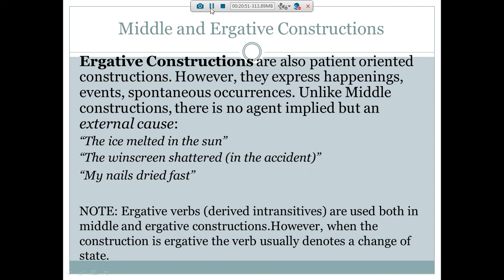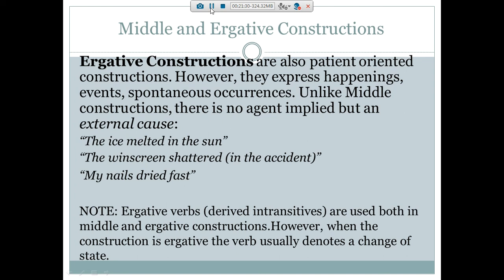So much so that one of the proofs you can apply when you're in doubt whether a construction is middle or ergative is by adding the adverbial por sí solo or by itself. My nails dried fast by themselves, or se secaron solas. That would be a case of ergative construction. Note, ergative verbs, that is to say derived intransitives, are used both in middle and ergative constructions.